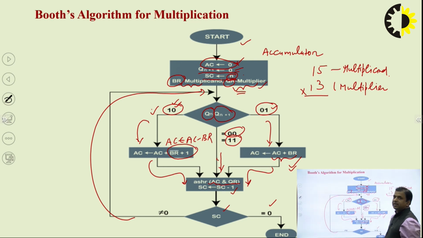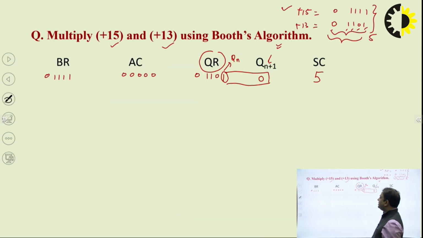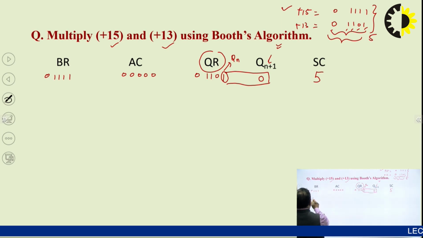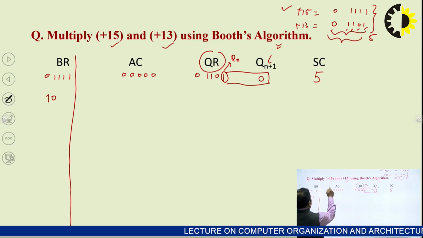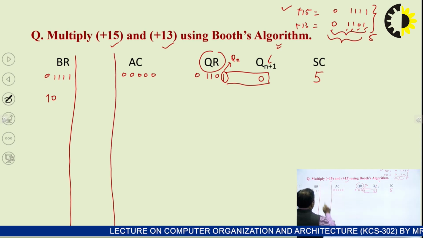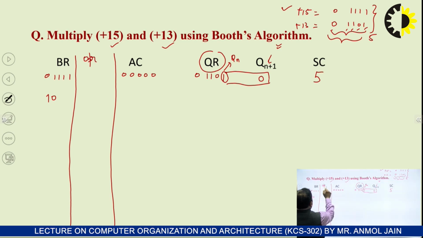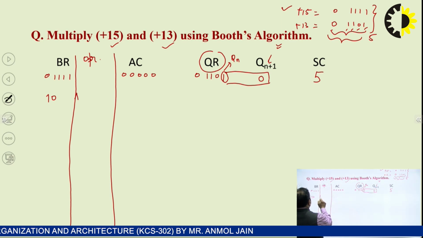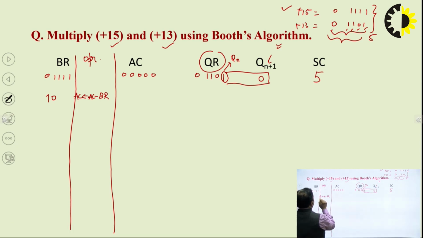AC equals AC minus BR. So AC equals AC minus BR. What I will see here is that Qn Qn plus 1 equals 1 0. Then what will the operation be? I make a column here also. What will be the operation? The operation will be AC equals AC minus BR, right? So this is my AC and BR.